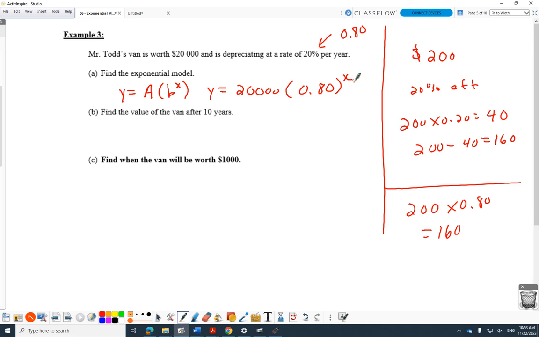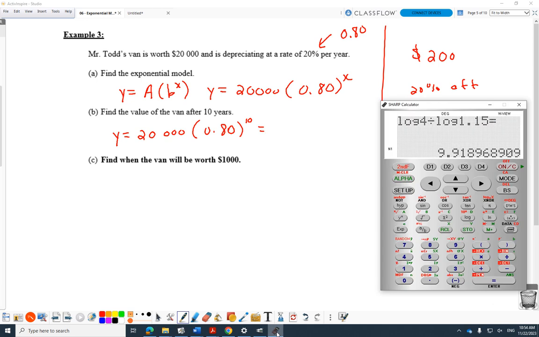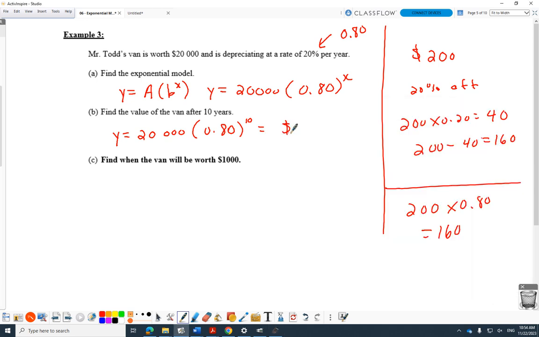And then what's the value after 10 years? And this is pretty close to how vehicles depreciate, by the way. 20,000 times 0.80 to the power of 10. What do we get here? 2,147 and how much? 48 cents. Clearly the 48 cents doesn't matter. I'm not going to advertise it on Kijiji for $2,147.48. But it gives you an idea of where this value is going to end up.